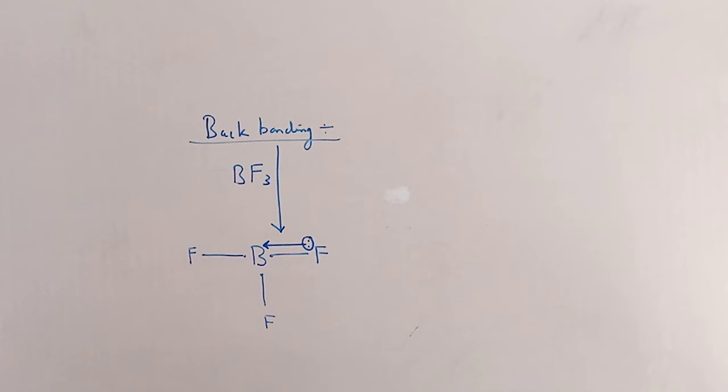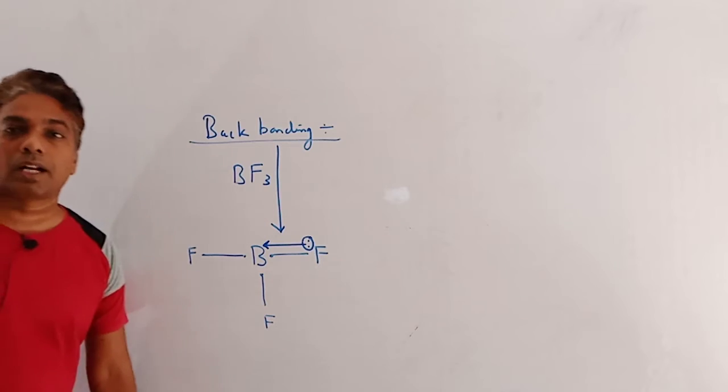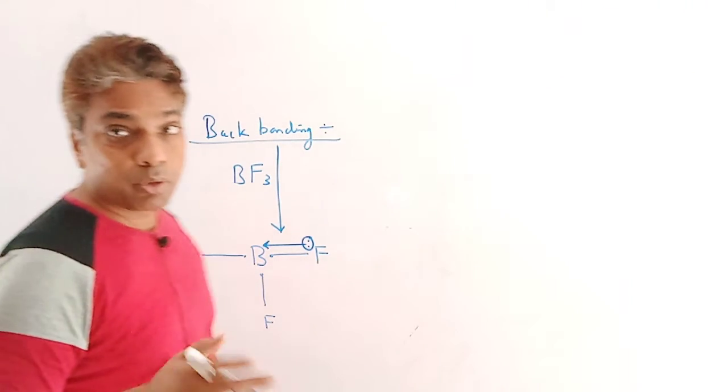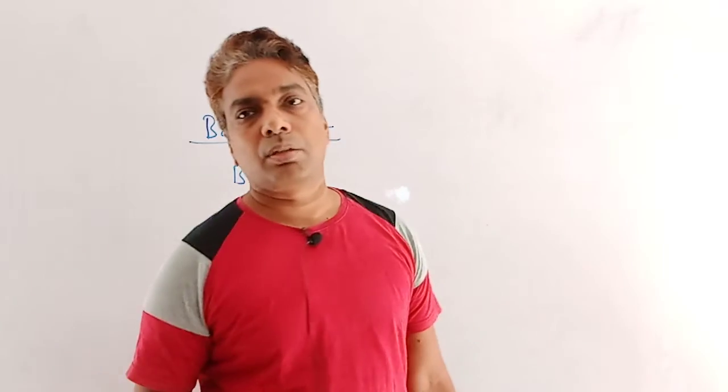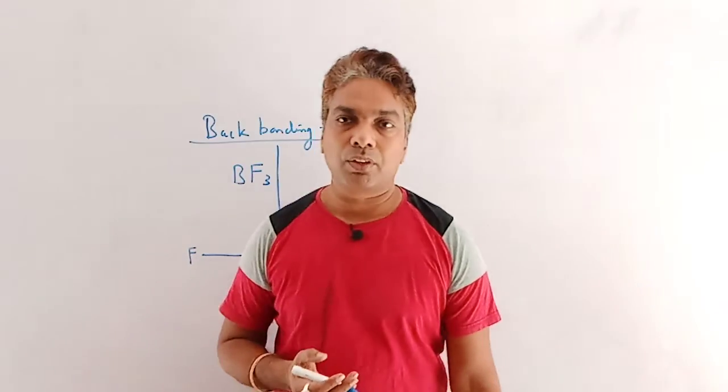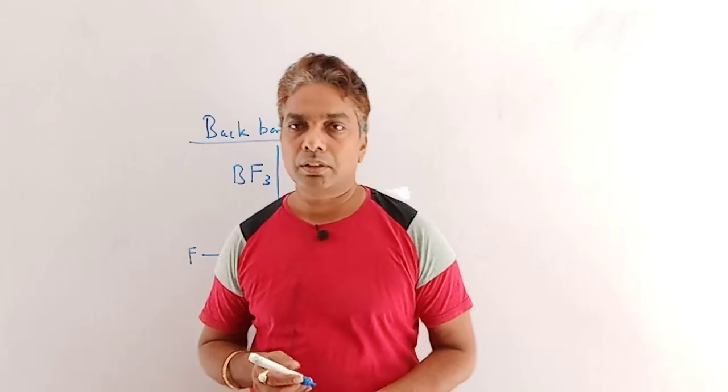In the case of a back bond, the terminal atom donates the electron pair to the central atom, while in the case of a simple coordinate bond, the central atom donates the electron pair to the terminal atom. Clear? So this is the basic difference between a simple coordinate bond and a back bond.